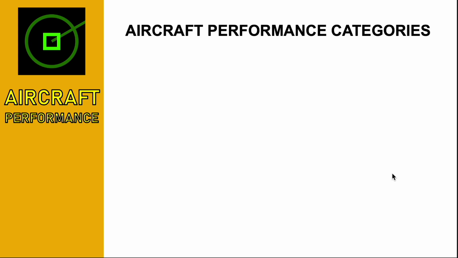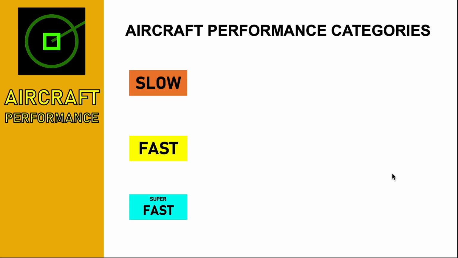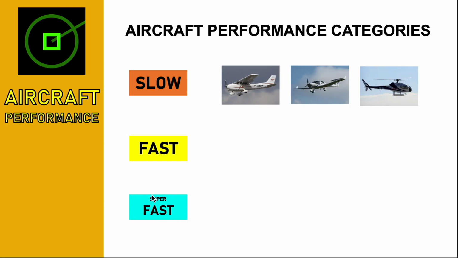Together with the wake turbulence, there is a different concept, the aircraft performance. But we're going to focus on the minimum approach speed. But first, let's categorize the planes. The categories are two, slow and fast. But then you have another category that are super fast. For example, the slow ones are the small ones. You have a Cessna, you have a Diamond, you have a helicopter.